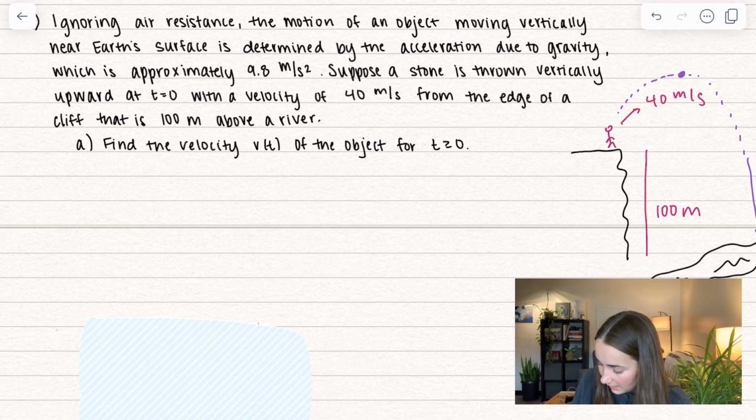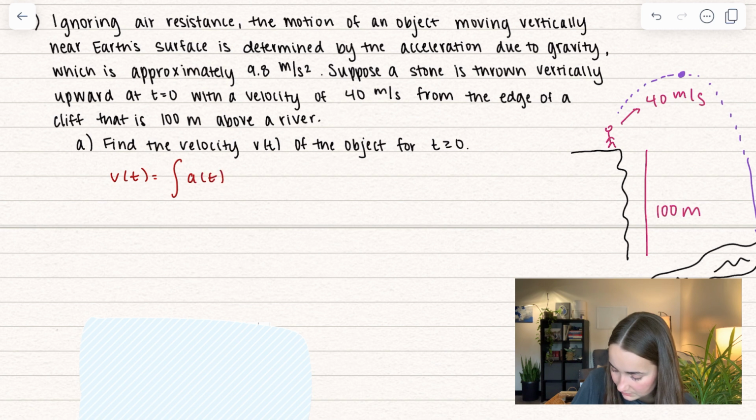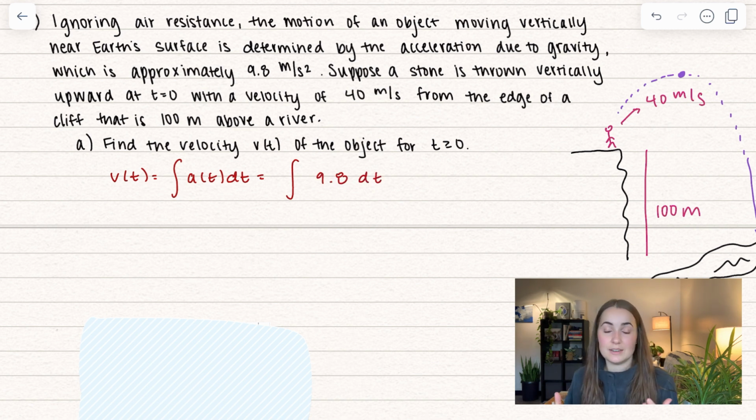So in order to find the velocity, we want to take the integral, or the antiderivative, of acceleration in terms of time. In this case, our acceleration is going to be 9.8, but I want us to notice something. Typically, when we think of positive, we think of going up, and when we think of negative, we think of going down. Gravity is pushing downwards on us. It is holding us to Earth. It is pushing the rock downwards, which means acceleration is going to be negative. So here we're integrating negative 9.8.